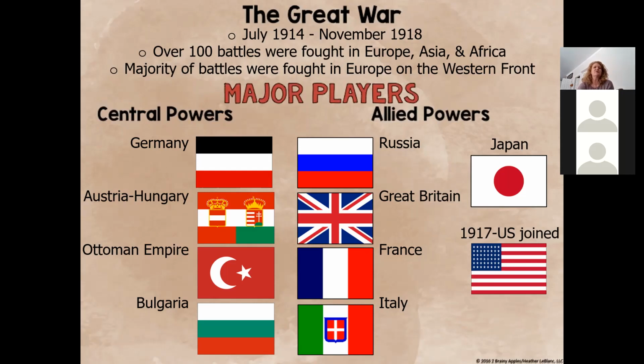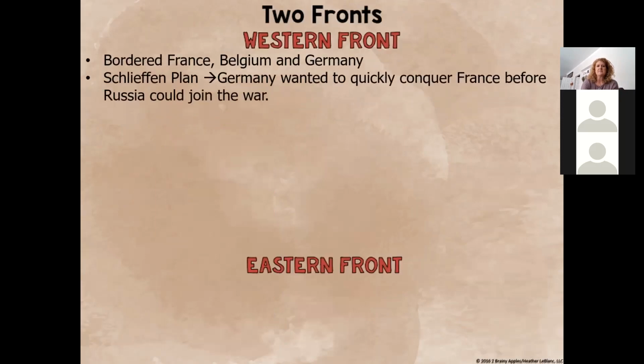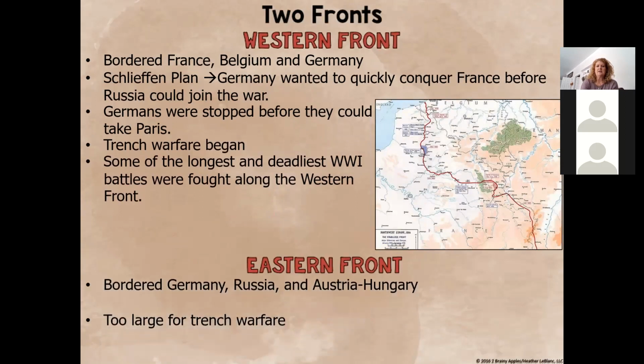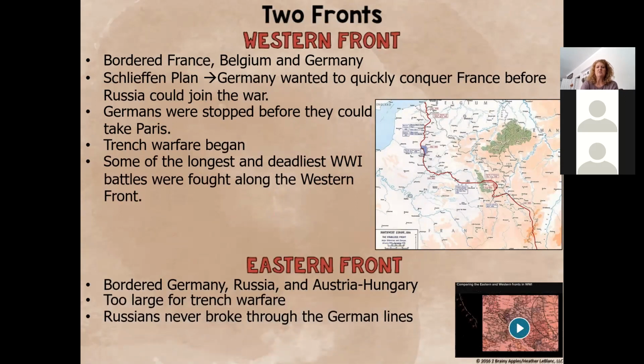The Central Powers are Germany, Austria-Hungary, the Ottoman Empire, and Bulgaria, which we've already gone over. Russia, Japan, Great Britain, France, and Italy are the Allies. In 1917, three years into the war, is when the United States joins. I'm getting them all up here so you can have the notes while I talk.